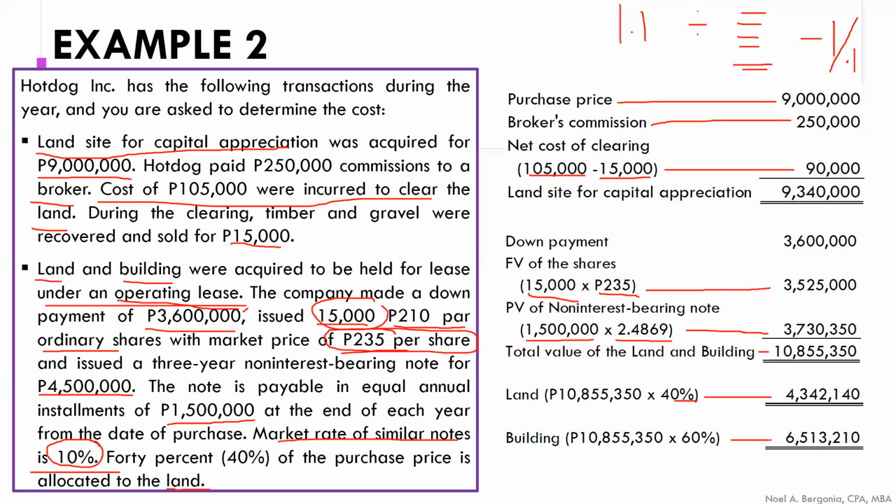Okay? So I hope that that is clear. So paano kung walang percentage? Anong gagawin? Kung available yung market values ng land and building, then you can use the land and building to allocate their fair value, just like what we did in PPE at saka intangible assets. Okay? So that's the cost of the investment property.